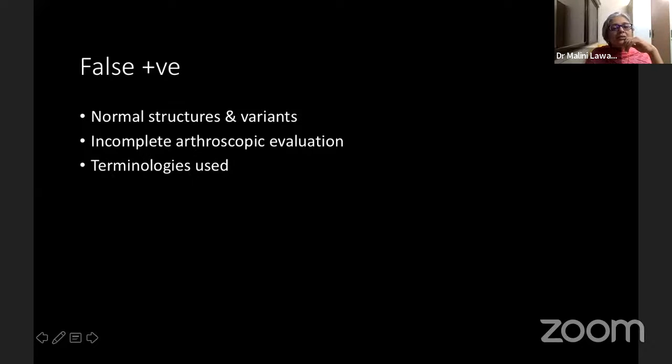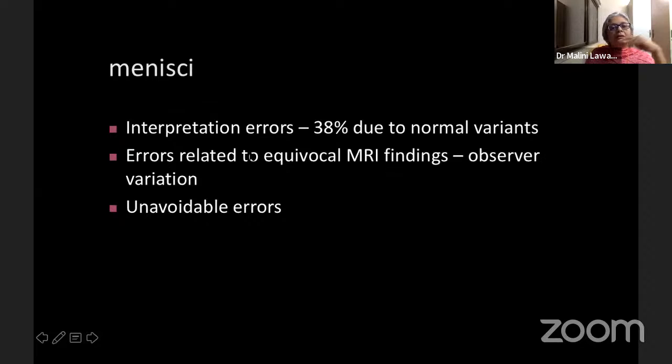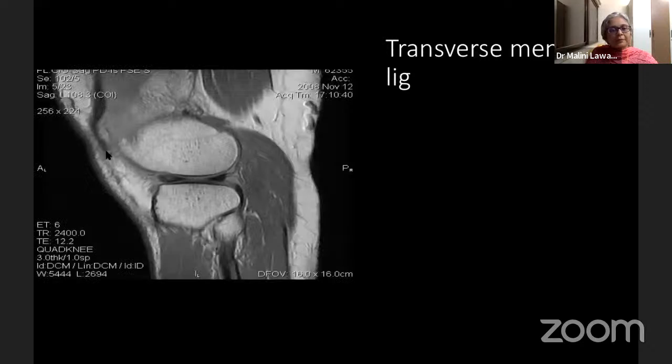And I think the main thing is the terminology that is used. Often people end up saying a grade 2 tear, which doesn't mean a tear, because on arthroscopy you're not going to see it. It's grade 2 signal, that's all. It's not a tear. An article says that most of the interpretation errors are due to normal variants. Some are due to equivocal MRI findings, something that one may feel is grade 2 signal, another may feel is grade 3 signal. And there are certain unavoidable errors. We need to be aware of these normal variants, and that's what we are going to look at.